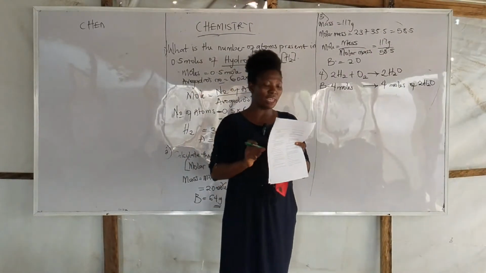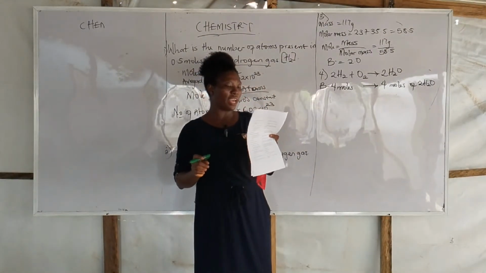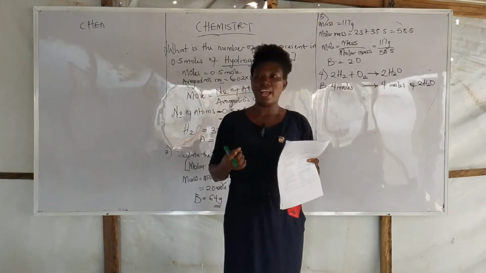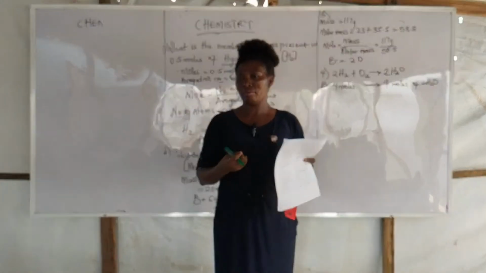Now, let's look at number 5. Number 5 says volume of carbon dioxide at STP.